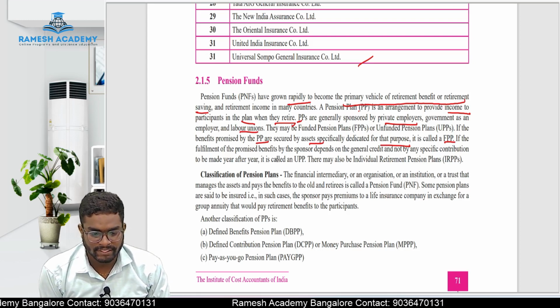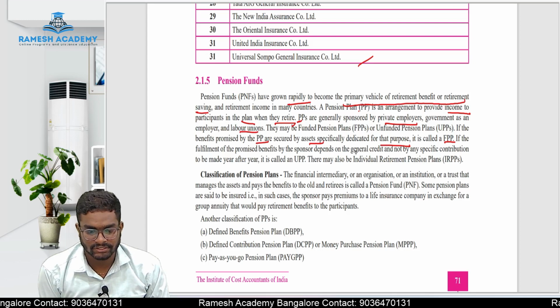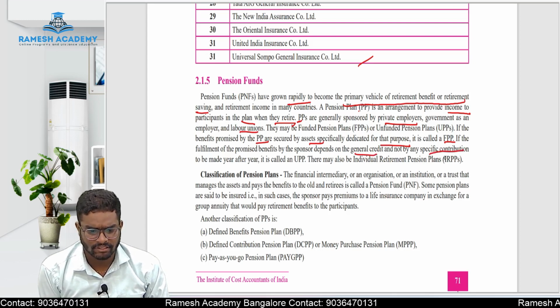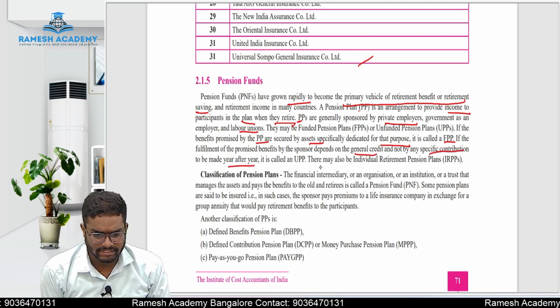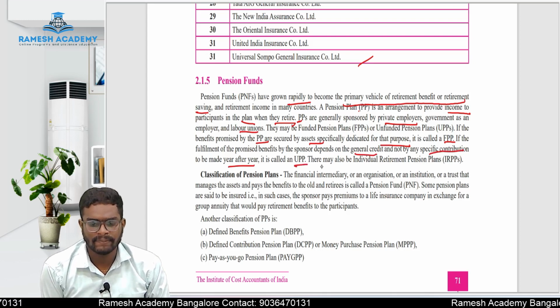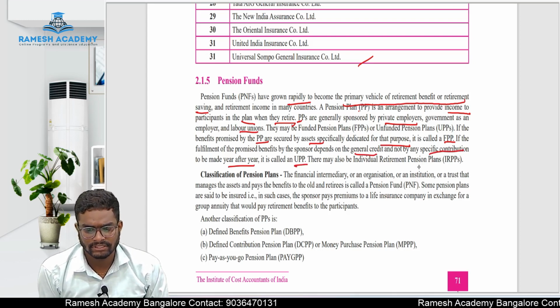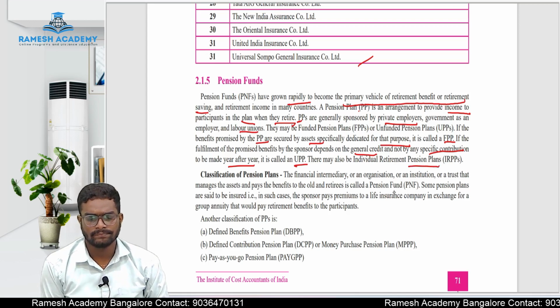If the fulfillment of the promised benefits by the sponsor depends on general credit and not on a specific contribution to be made year after year, it is called an unfunded pension plan. There may also be individual retirement pension plans.